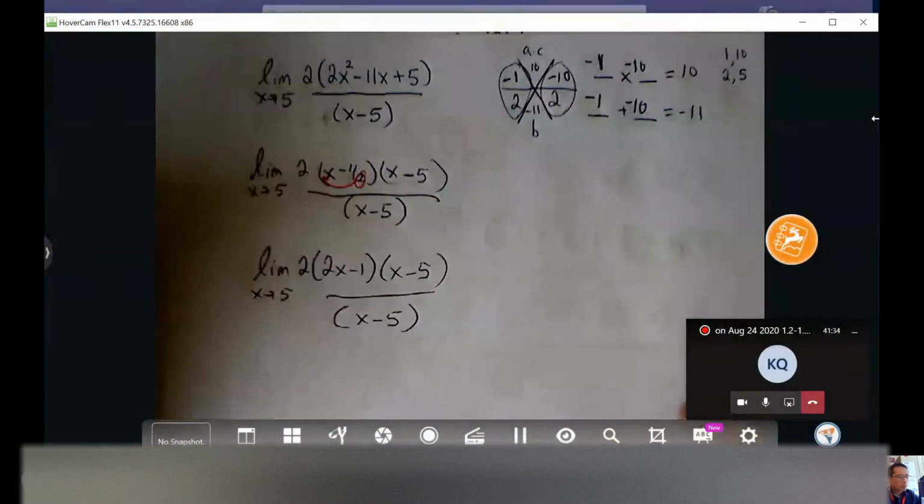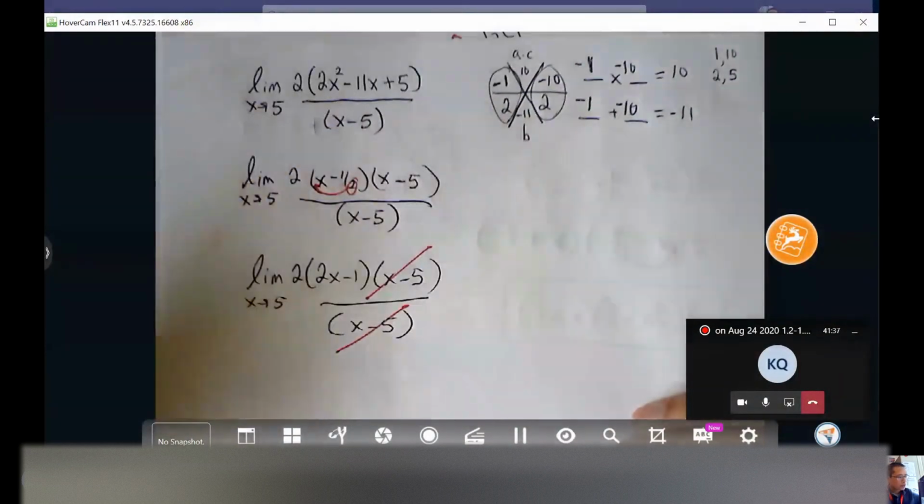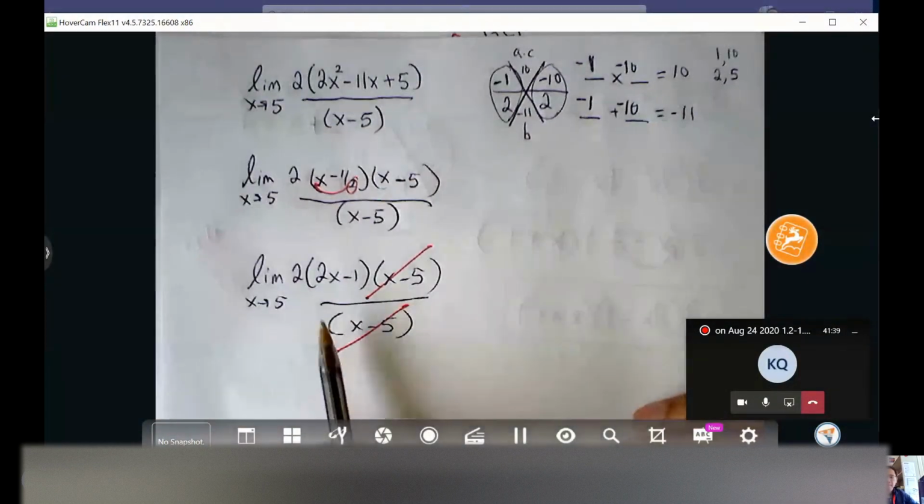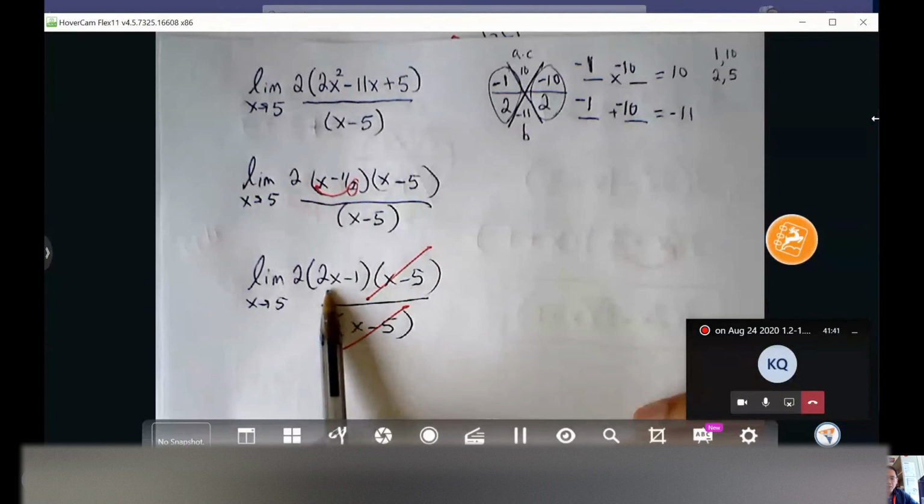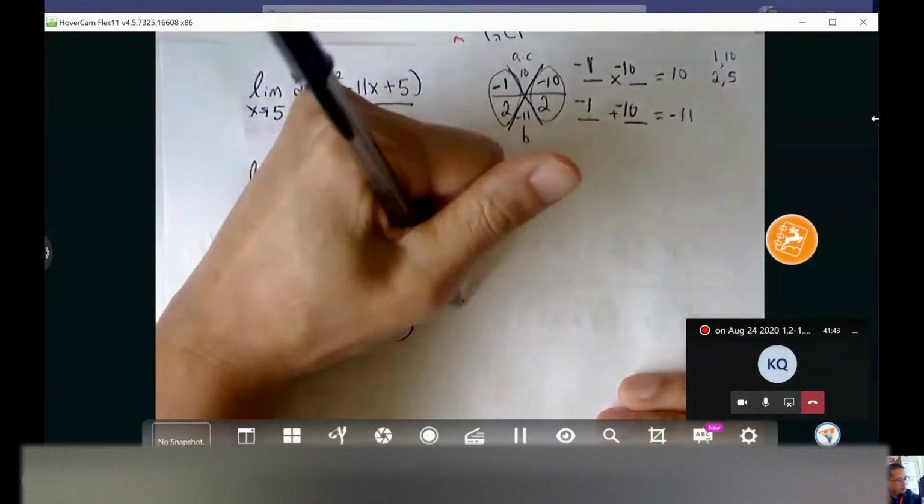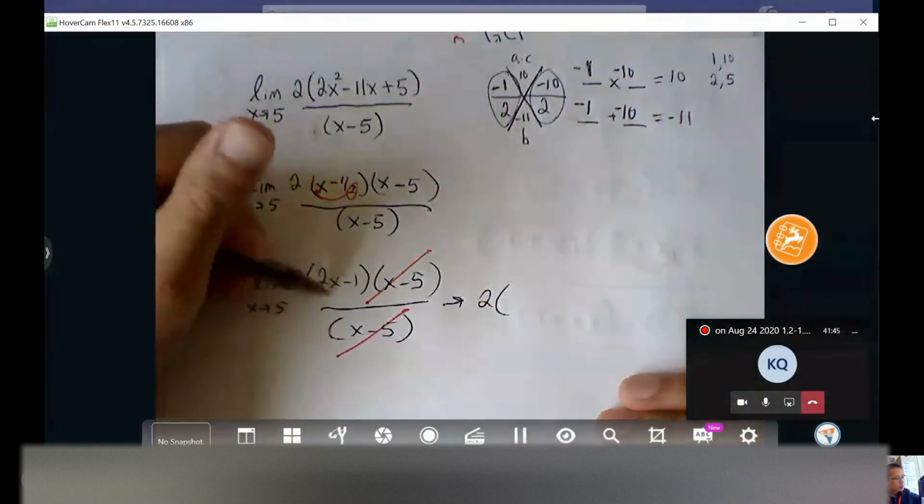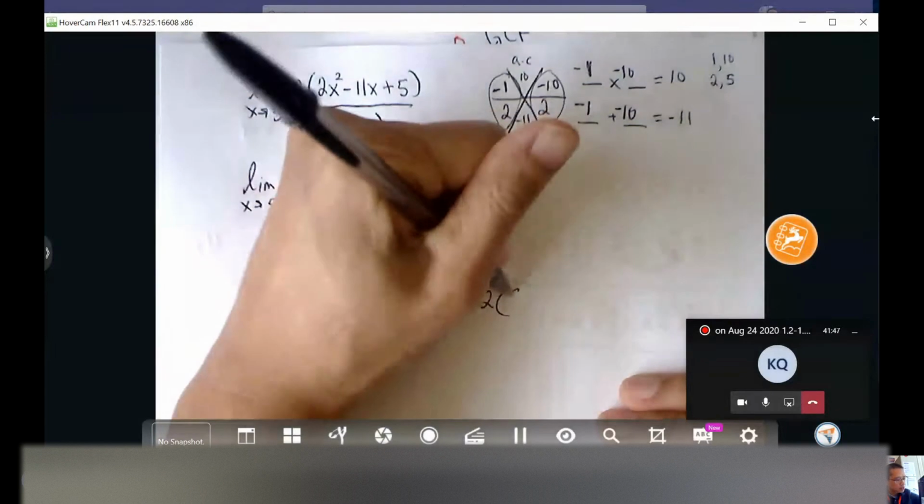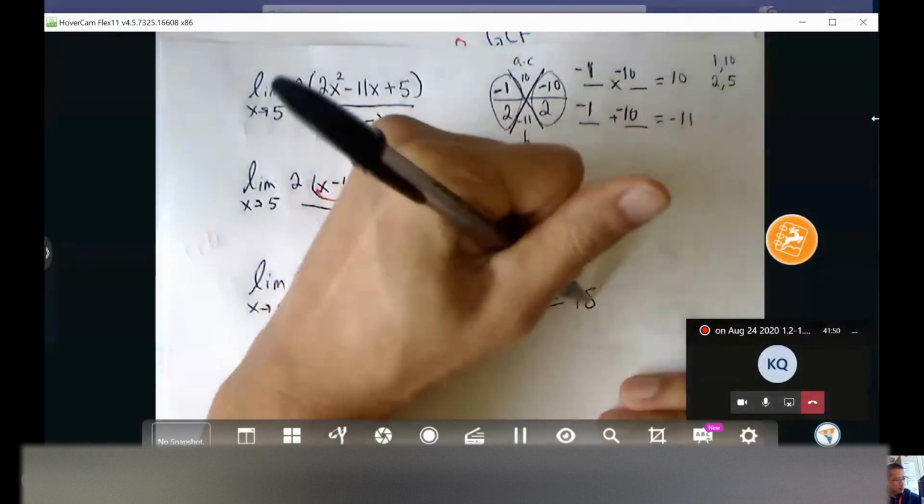Now that we see our common factors appear, we can reevaluate, plug 5 into the remaining x. So we get 10 minus 1, which is 9, so that's how we get 18.